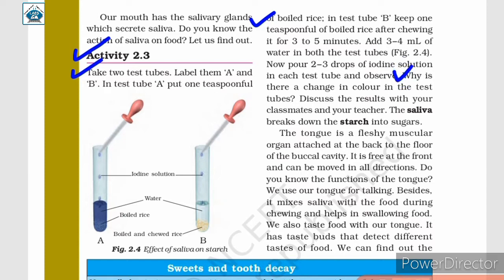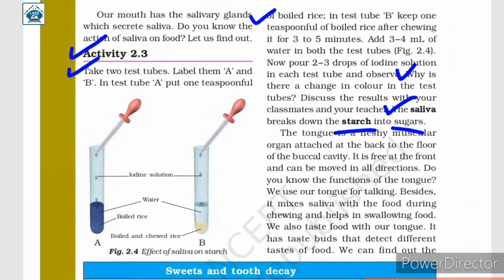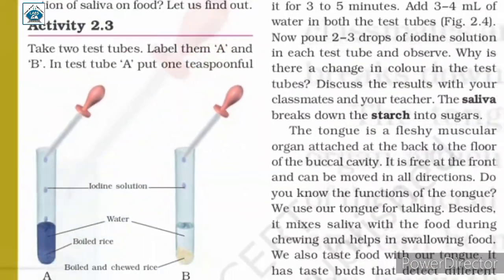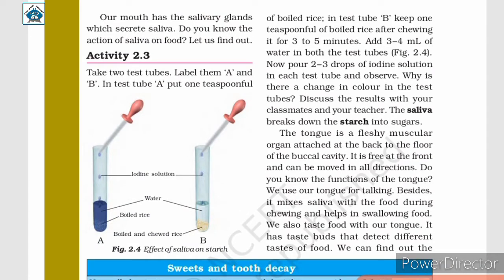Why is there a change in color of the test tube? Discuss the results with your classmates and your teacher. The saliva breaks down the starch into sugars. So here, for performing this activity, you require two test tubes, and you label one of them as test tube A and the other as test tube B in order to distinguish them.